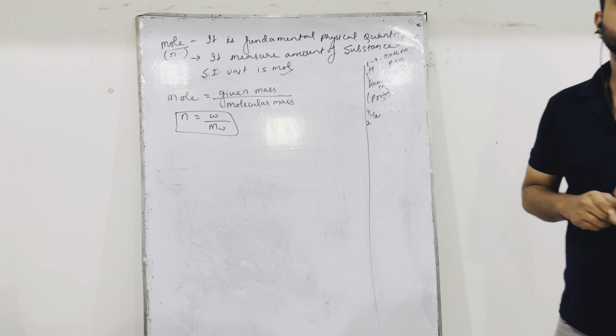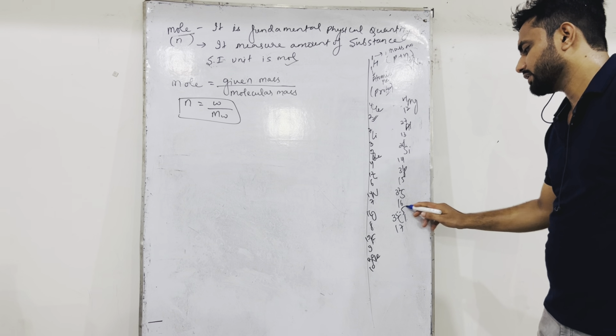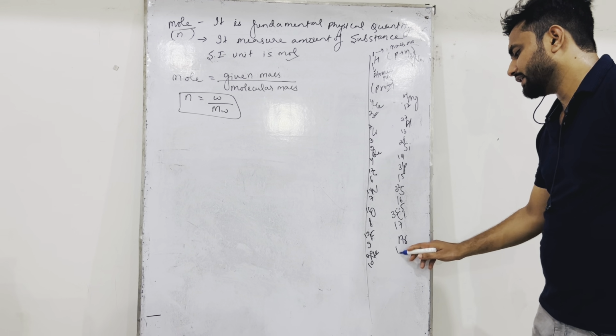Next, lithium 3, 7; beryllium 4, 9; carbon 6, 12; nitrogen 7, 14; oxygen 8, 16; fluorine 9, 19; neon 10, 20; sodium 11, 23; magnesium 12, 24; aluminium 13, 27; silicon 14, 28; phosphorus 15, 31; sulfur 16, 32; chlorine 17, 35.5; argon 18, 40; potassium 19, 39; calcium 20, 40. Here, if you see, what is it?